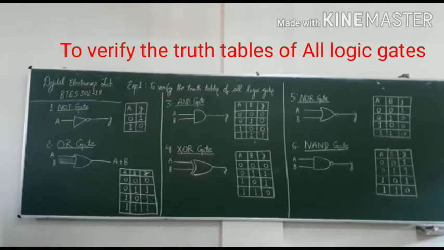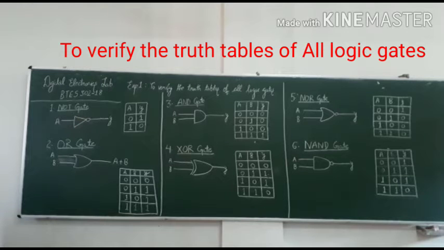As we know, we have 6 logic gates in Digital Electronics. The very first is NOT gate, then OR gate, AND gate, XOR gate, NOR gate and NAND gate. Out of these 6 gates, only the NOT gate uses a single input and produces a single output, whereas all the other gates have 2 or more inputs and produce a single output. So the very first gate is NOT gate.